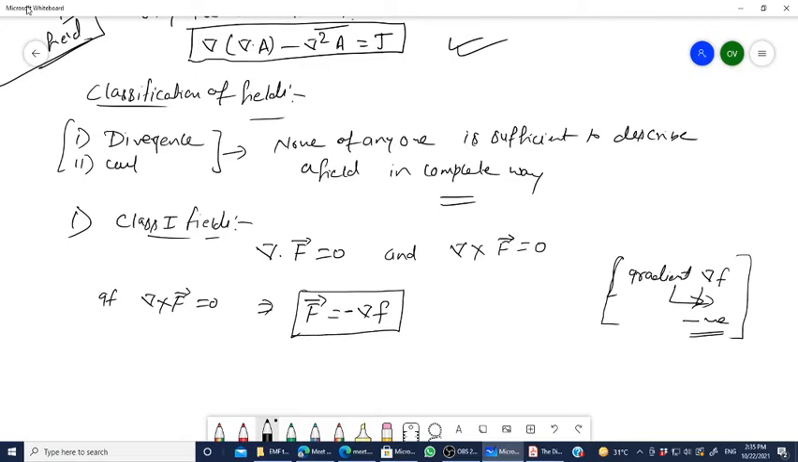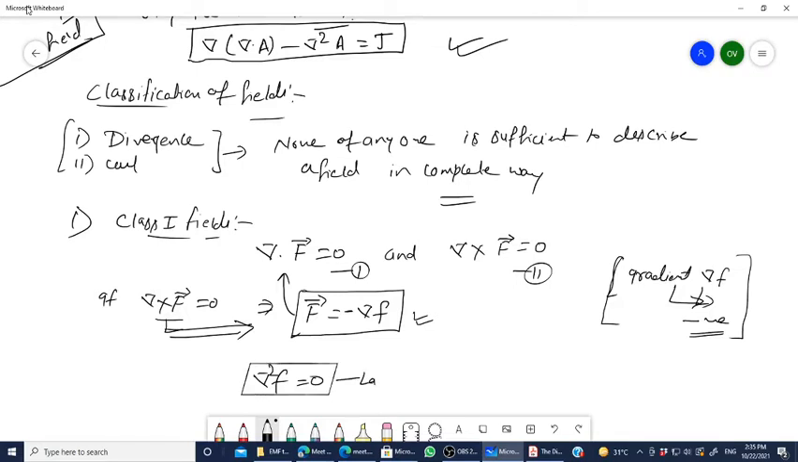So this is equation number 1, let's say, and this is equation number 2. If this exists, then automatically this happens. We already proved it in the numerical problem. When you put the second equation into the first, you will get the Laplacian of the scalar function equal to 0, and it is nothing but the Laplace equation.